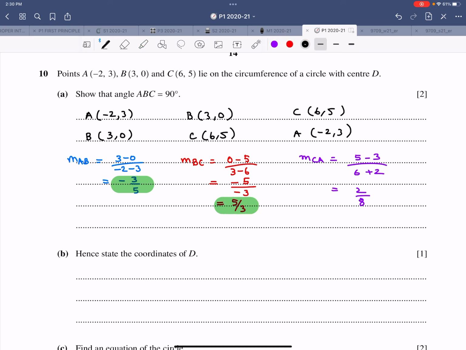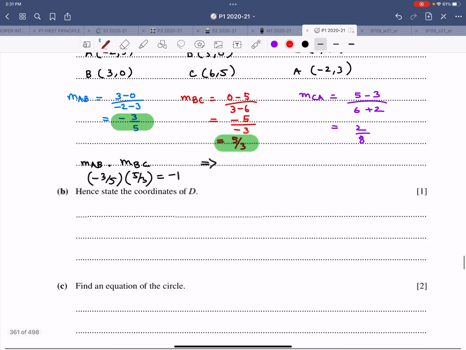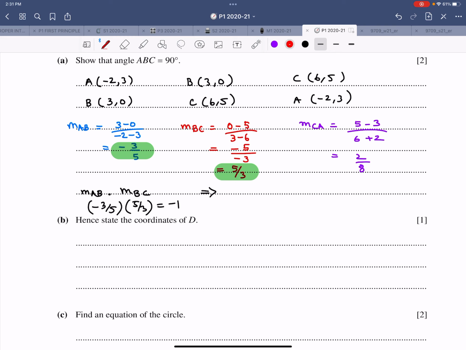So gradient of AB times gradient of BC, that is negative 3/5 times 5 over 3, is equal to negative 1. That means the common alphabet. What's the common alphabet? The common alphabet is B. So common alphabet is B, therefore angle B is 90 degrees.